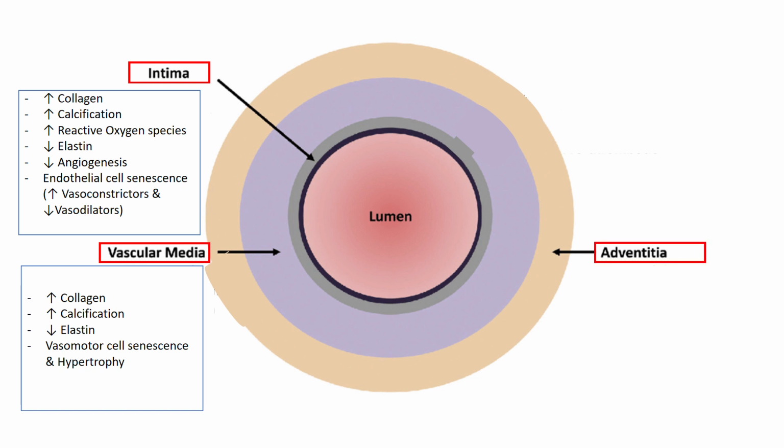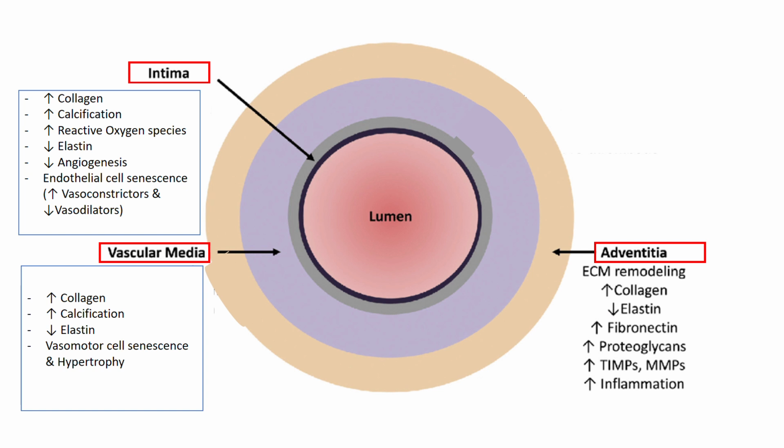What about the adventitia? We can say many details about the adventitia. However, we can stick to our basics, which are increased collagen, decreased elastin and increased inflammation. Other items can be mentioned, such as increased fibronectin and increased proteoglycan. However, in our lectures, the professor only mentioned that there will be increased collagen and decreased elastin with increased inflammatory cells.